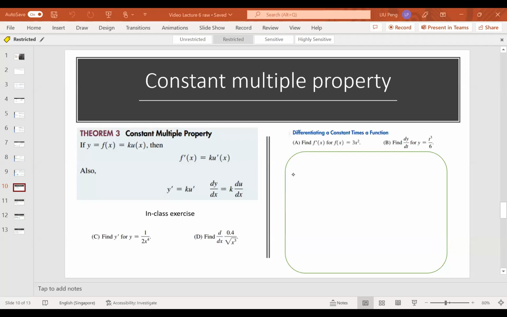Hello everyone, welcome to part 2 of lecture 6. In this part, we're going to talk about a few properties regarding the derivative.